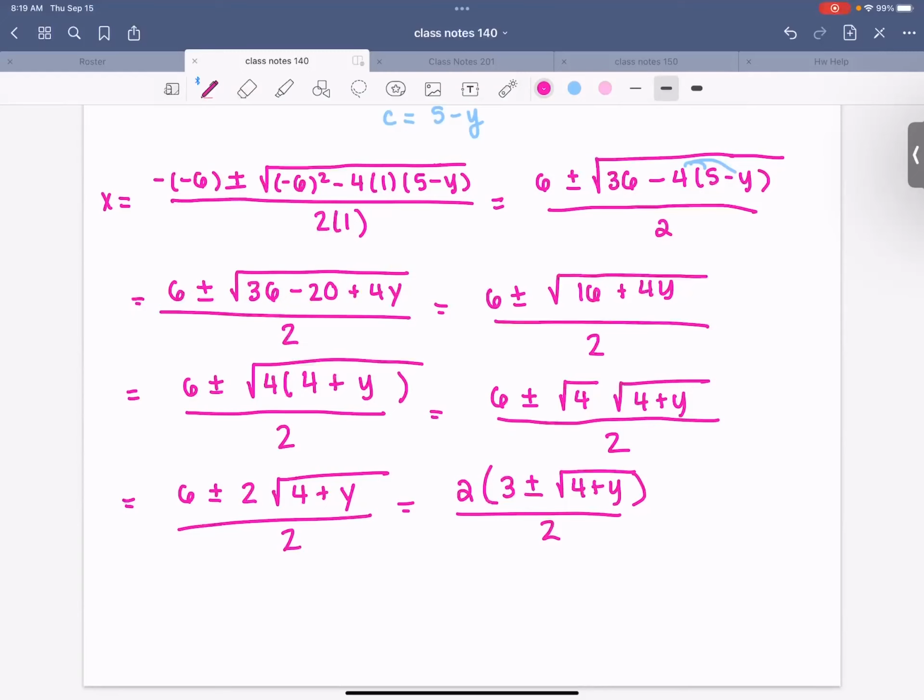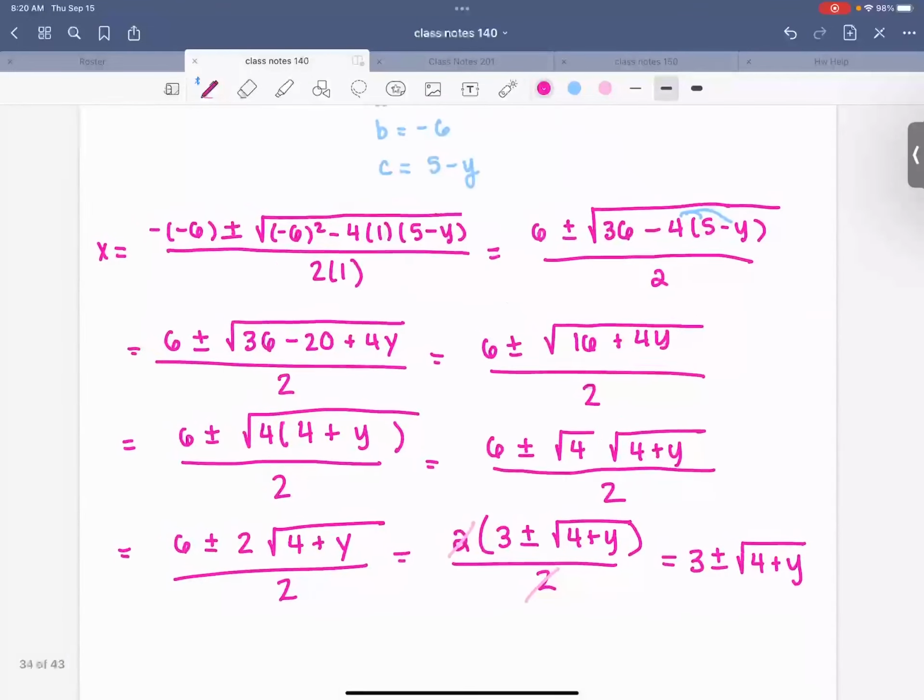Any ideas on what I can do now? Yeah, cancel out the 2's. I can cancel these out. So I guess I'm left with 3. Perfect. 3 plus or minus the square root of 4 plus y. Okay, so we got our answer, right?